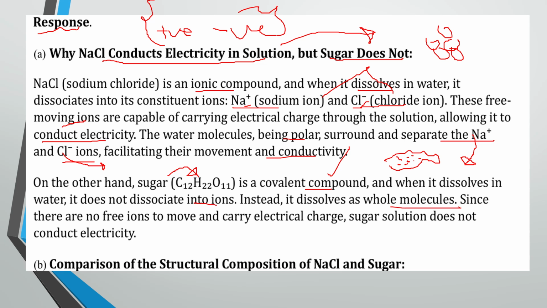And if we don't get positive and negative ions, that means a compound like glucose cannot provide the conducting particles necessary for electrical conduction, and therefore electricity cannot be conducted in such a glucose or sugar solution. So we make the conclusion that since there are no free moving or mobile ions to carry electrical charge, the sugar solution is not going to conduct electricity. So let's look at part B, where we compare the structural composition of sodium chloride and sugar.